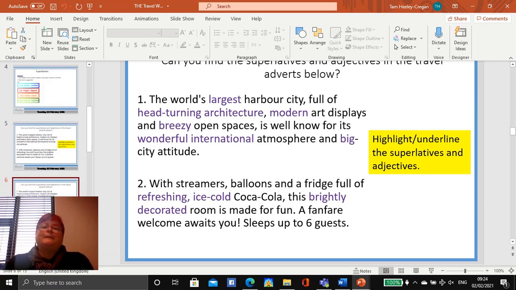Okay, let's see how you did then. So, largest is one of those est words, isn't it? So that's a superlative. Head-turning architecture. So architecture is a noun, head-turning is the adjective that goes with that. Art is the noun, modern goes with that. Open spaces is the noun, breezy goes with that. Okay, so wonderful international are adjectives to describe the atmosphere, and the city that's there is described as big. Okay, in the second one, refreshing and ice cold are adjectives to describe Coca-Cola, and the room is brightly decorated, so that's also adjectives. So the only superlative there is largest, and then you've got all of the others are adjectives.